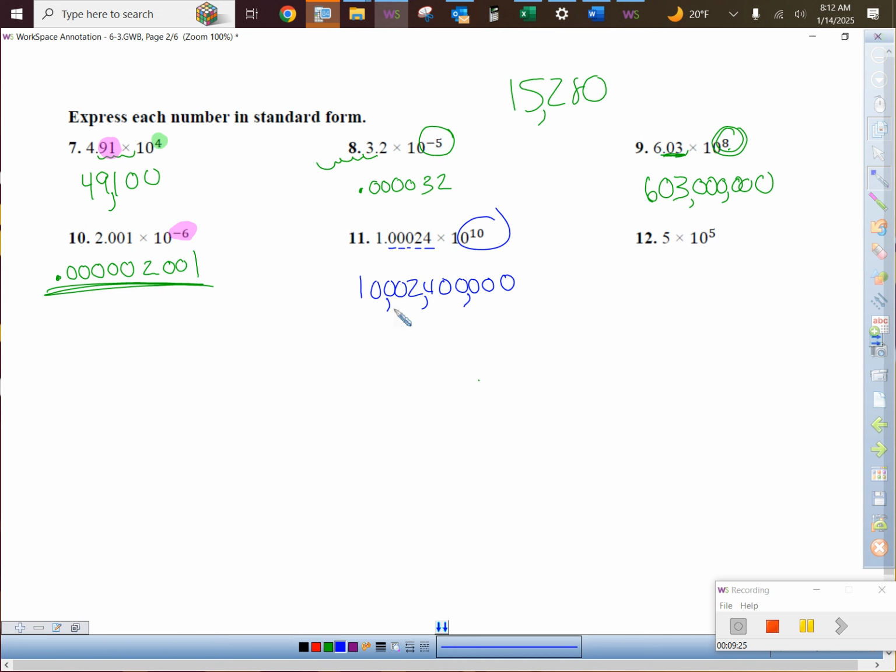And then here's the strangest one of them all. Like just 5, right? It doesn't have the decimal for us. We have to move the decimal 5 places to the right. So the decimal really is like right there. You know what I'm saying? It's 5.0. So 5 places to the right means you need 5 zeros. 1, 2, 3, 4, 5. Boom, 500,000.